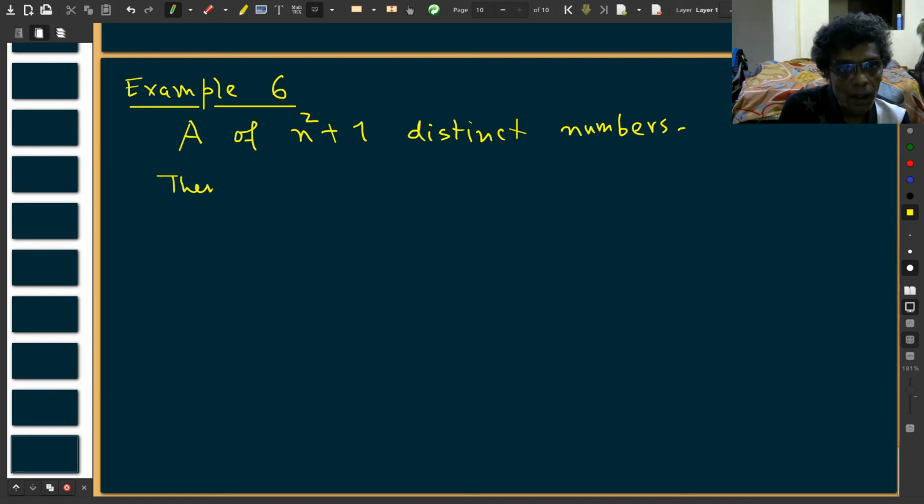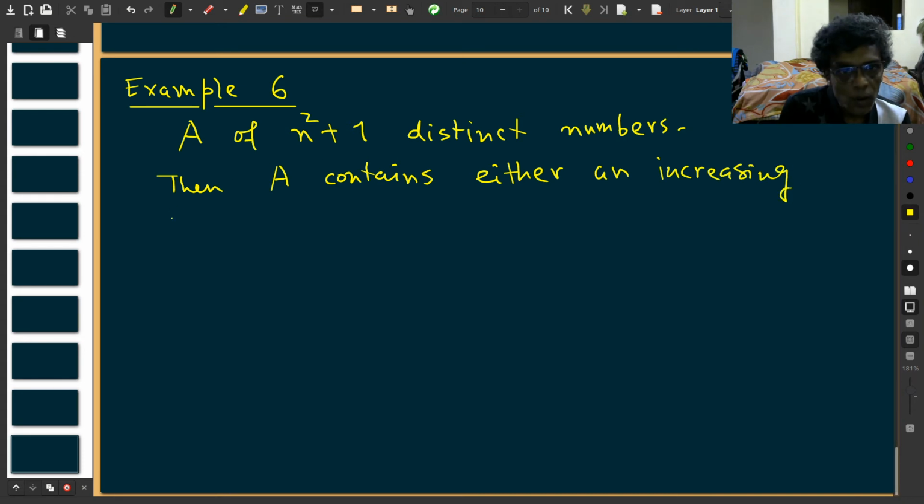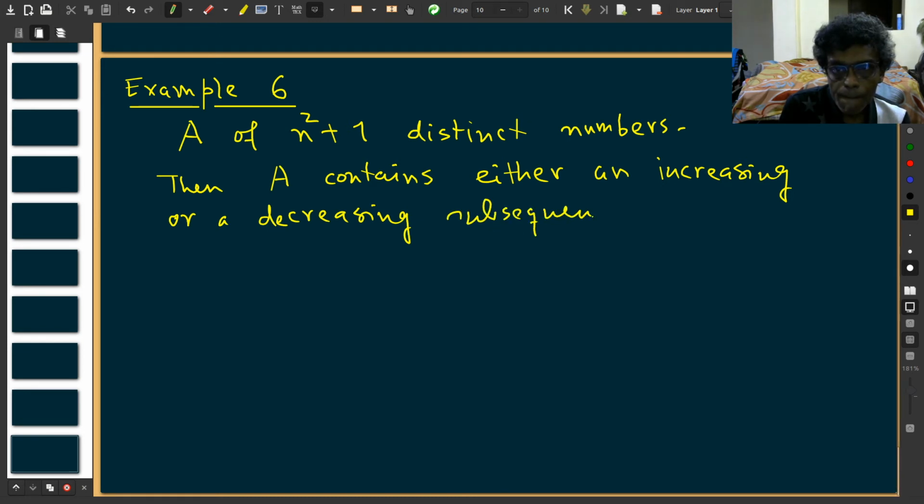Then A contains either an increasing or a decreasing subsequence of length at least n plus 1.